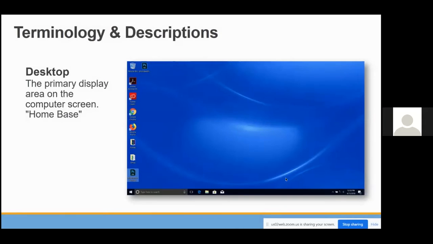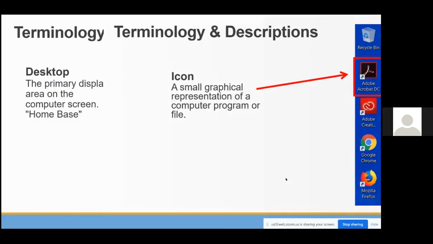Okay. All right, so now we're going to get into a little bit more of what you see on your actual desktop, on your actual computer. So the desktop is the primary display area on the computer screen. You can kind of think of it as your home base. It's the first thing you see when you start up the computer and you can actually start to do things. So in this image, the blue space there is really your desktop. And then down below, there's some tools and things that we're going to talk about.